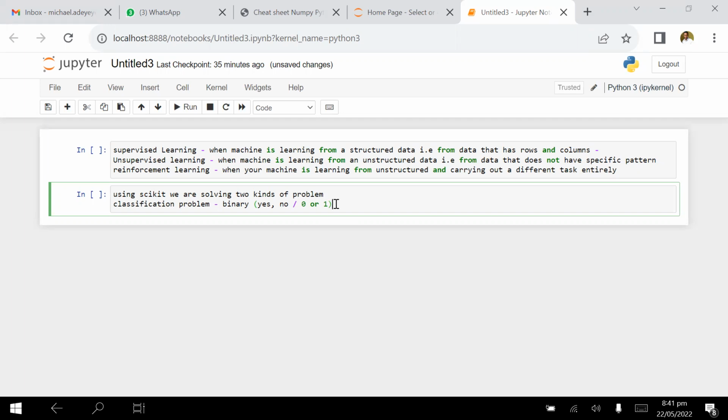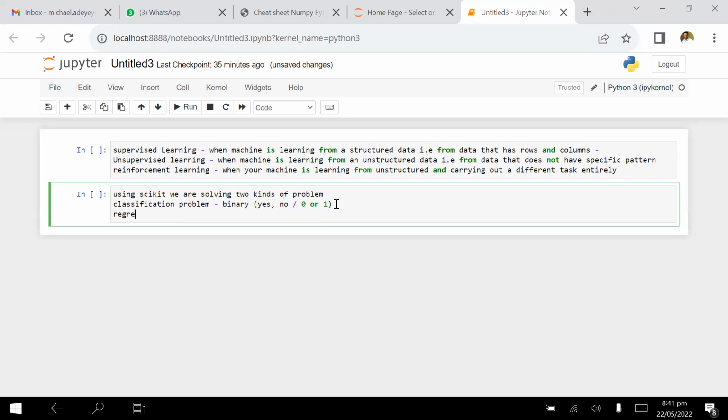But for example, I want to predict house prices in Lekki or on the island. That is the other type of problem, which we call regression. Meaning you are predicting values, e.g. house price prediction.